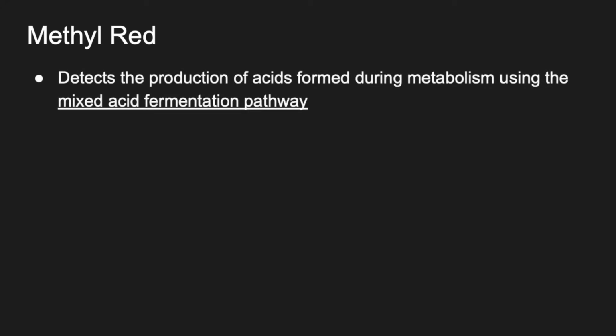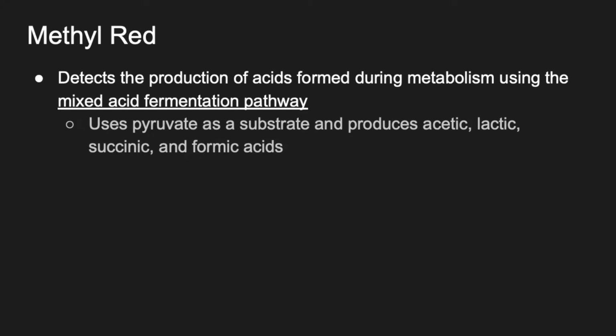Alrighty. So methyl red, let's talk about methyl red now. Methyl red detects the production of acids formed during metabolism using something called the mixed acid fermentation pathway. What the mixed acid fermentation pathway is, is that it uses pyruvate as a substrate to produce things like acetic, lactic, succinic, and formic acids. So the mixed acid fermentation pathway is just using pyruvate to create a bunch of different acid types.